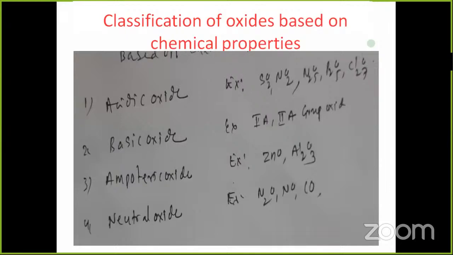It is a salt. In the first reaction, zinc oxide is acting as a base. In the second reaction, zinc oxide is acting as an acid. So it has a dual nature. That's why this type of oxide belongs to the amphoteric oxides.